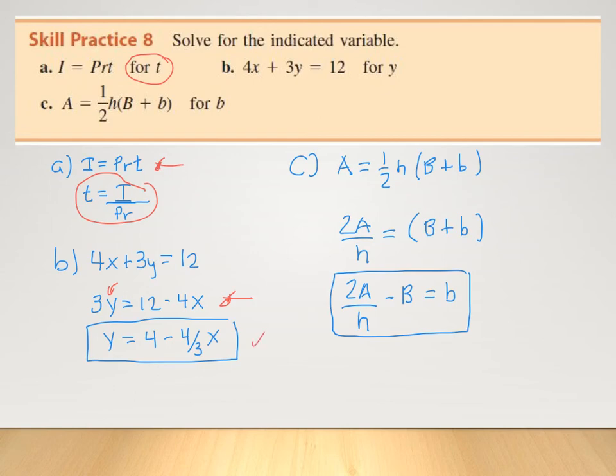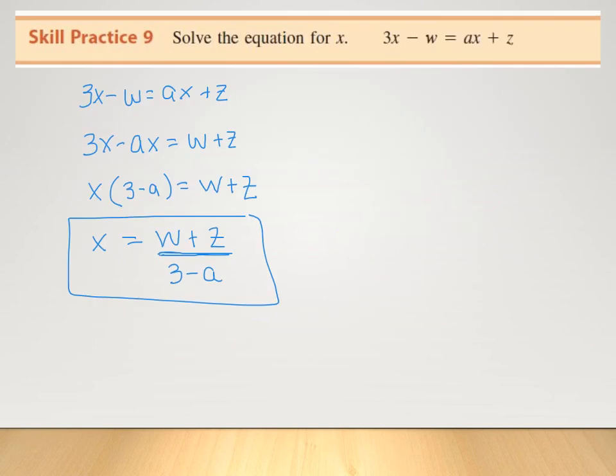For c, the first step is going to be multiply through by 2. When we do that, we get 2a is equal to h times big B plus little b. And then we divide by h, so on the left-hand side we get 2a over h is equal to parentheses big B plus little b. And since we're solving for little b, we subtract big B from both sides of the equation, and we end up with the following.